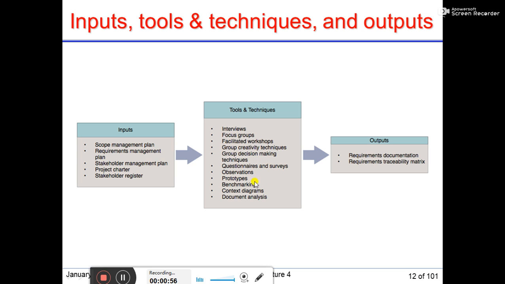Try to study those, try to use those techniques. Also context diagrams, document analysis. So everything will be done to create the project scope statement or project scope management. The output will be requirement documentation and the requirements traceability matrix. This whole thing is related to requirement analysis.